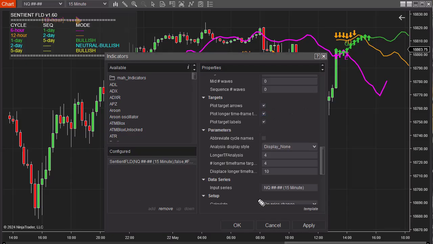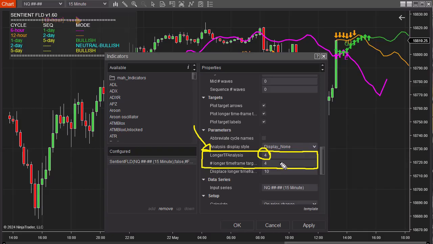And there are 2 other settings that are applicable to the plotting of longer time frame targets. And these are these 2 settings over here. Now, the first one we need to discuss because it is in fact a very important setting. That is for the longer time frame analysis. And you can see that by default, the number of longer time frames involved in the analysis is 4. So what this property means is that the indicator is loading data for longer time frames. The number of longer time frames that it is loading is defined by this property. In this case, it is 4, and I would recommend that you leave it at 4.